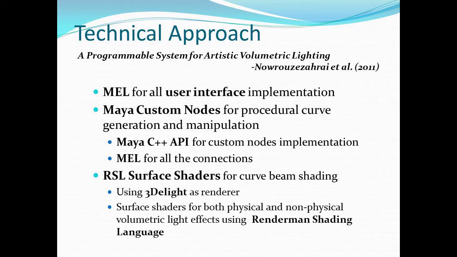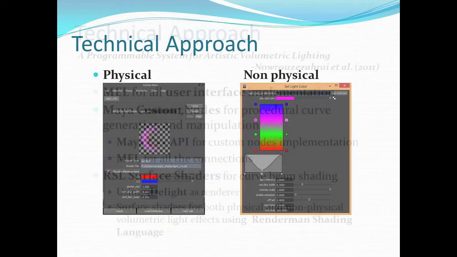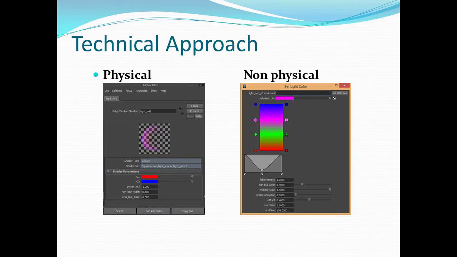For the magic light shader, we completed a fully self-written shader using a shading language, and used 3Delight as the shader compiler and renderer for the curves. We also used MEL to build a user interface for users to adjust our shader attributes. We have implemented both physical and non-physical based shaders for the light beam.